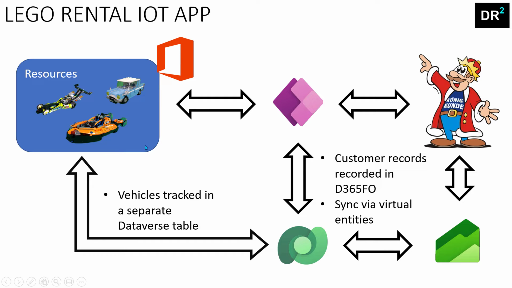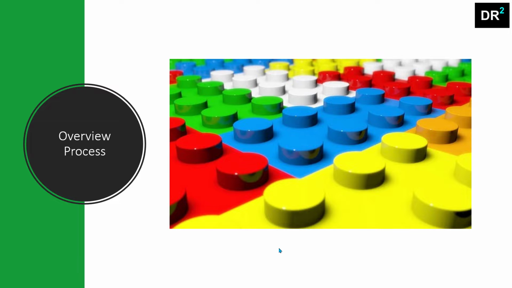And then, of course, the resources, they are my vehicles. For them, I created also a table in Dataverse. And I also created a rental table because later on I will need to send the customer an invoice. So these are the different elements that I used. Now let's have a look at the process.